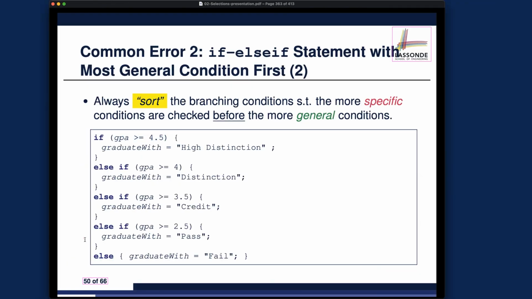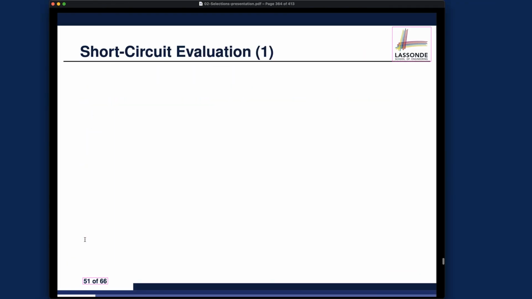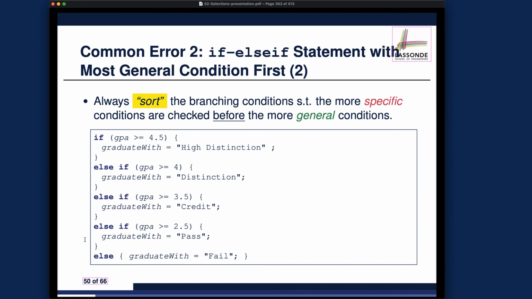All right, so that's this discussion about overlapping conditions, which one is more specific and which one is more general. Especially when you're using them as branching conditions for a single if statement, you always have to sort from the most specific to the most general one. That's the lesson we learned from this part of the lecture.